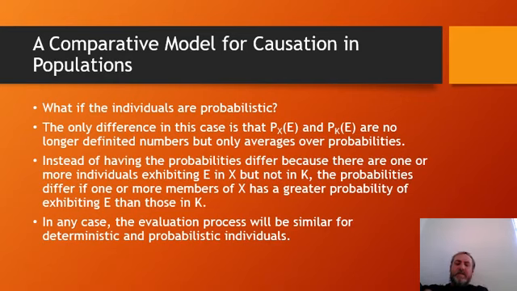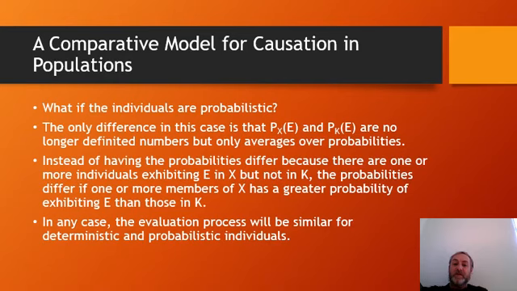Okay, so again, that's the model for causation in populations, for deterministic individuals. So what if the individuals are probabilistic? Basically, same idea. The only difference is that these probabilities are no longer just the number of individuals in the population that have it. So you can't just look and say, okay, what's the probability of E? Well, how many people have cancer?